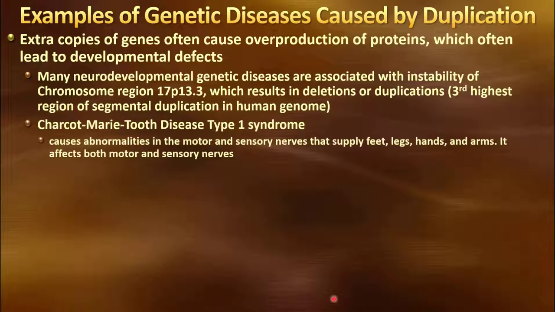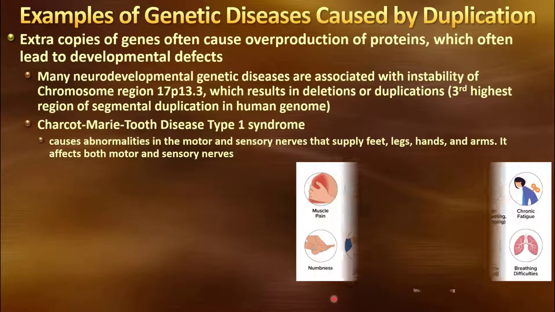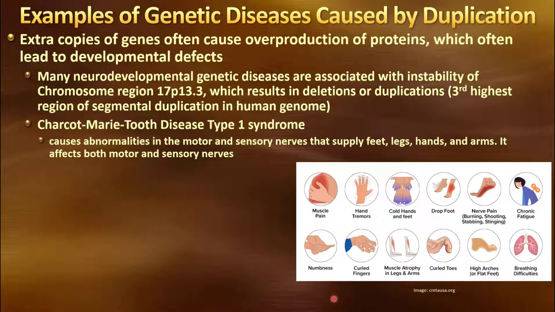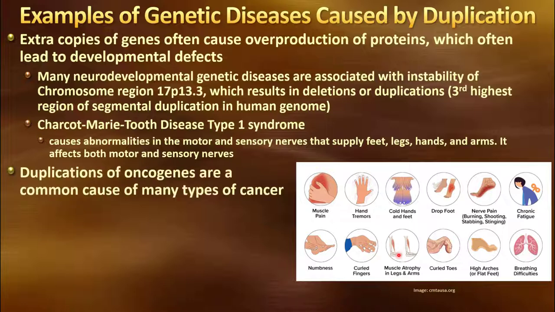This causes abnormalities in motor and sensory neurons that supply feet, legs, hands, and arms. It affects both the motor and the sensory neurons, so we'll see not only inability to use the muscles, but also sensory deficits like cold hands and feet, tremors, nerve pain. So you can see some of the symptoms over here. We also find that duplications within oncogenes might be a cause of some types of cancers. So we have extra copies of oncogenes, often resulting in cancer.